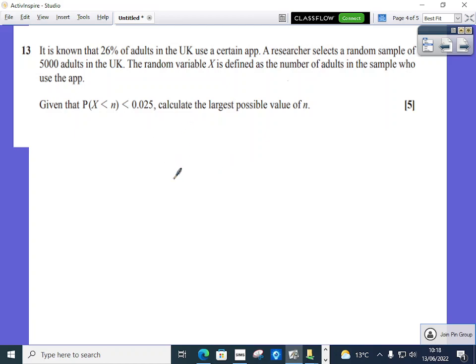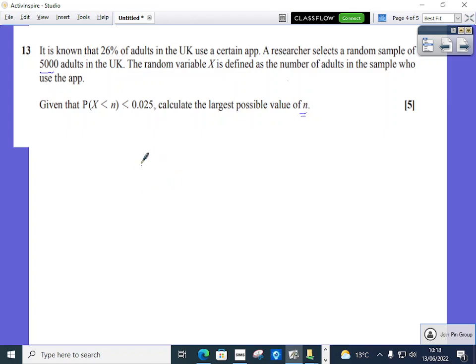Okay, let's have a quick read of this and then just write things down where we're going to get marks and how we're going to get marks allocated. It is known that 26% of adults in the UK use a certain app. A researcher selects a random sample of 5,000 adults in the UK. The random variable X is defined by the number of adults in the sample who use the app. Given that P(X < N) is less than 0.025, calculate the largest value of N.